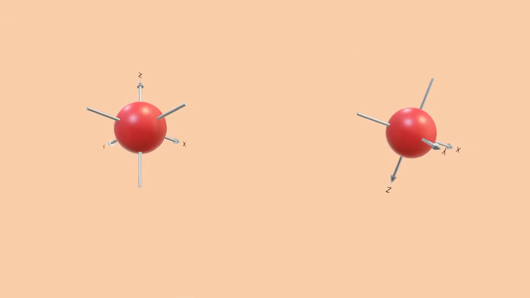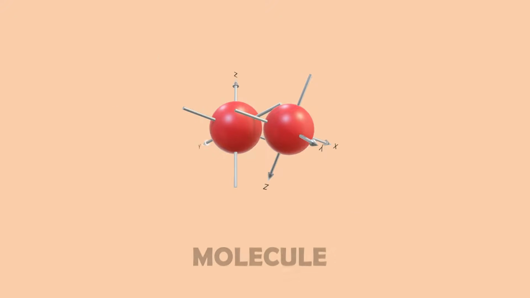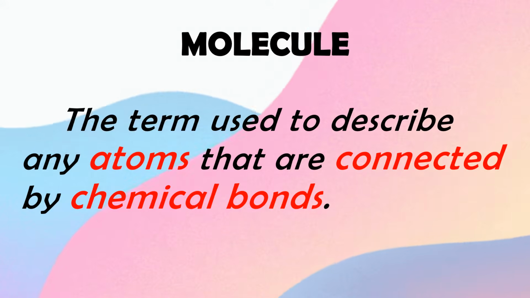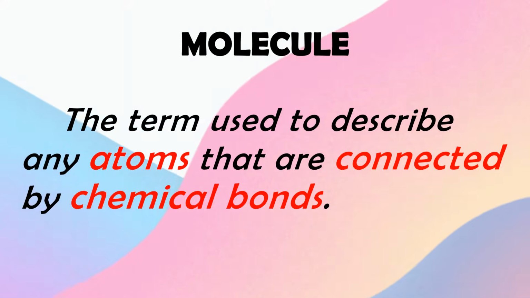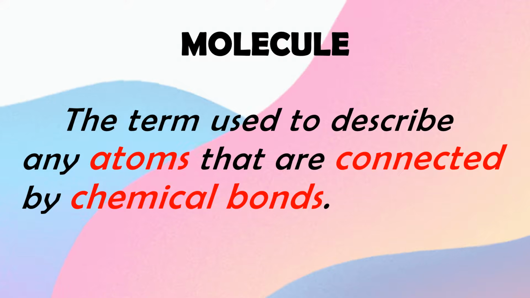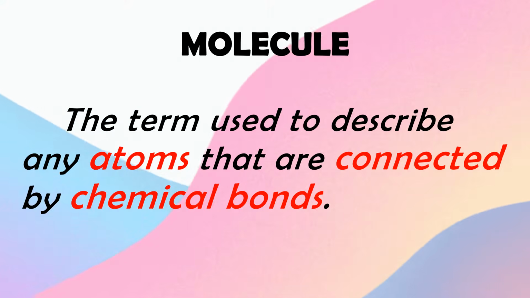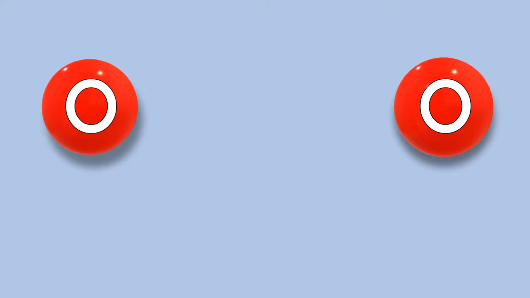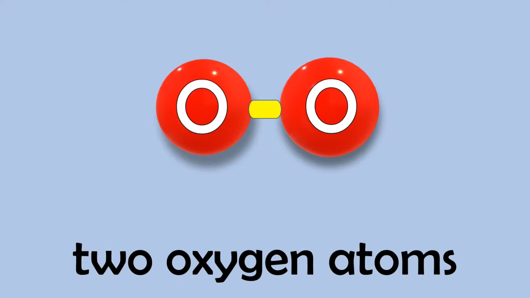When atoms link up together, they form a molecule. A molecule is the general term used to describe any atoms that are connected by chemical bonds. For example, if you take two oxygen atoms and you combine them together, they form O2, which is a molecule.